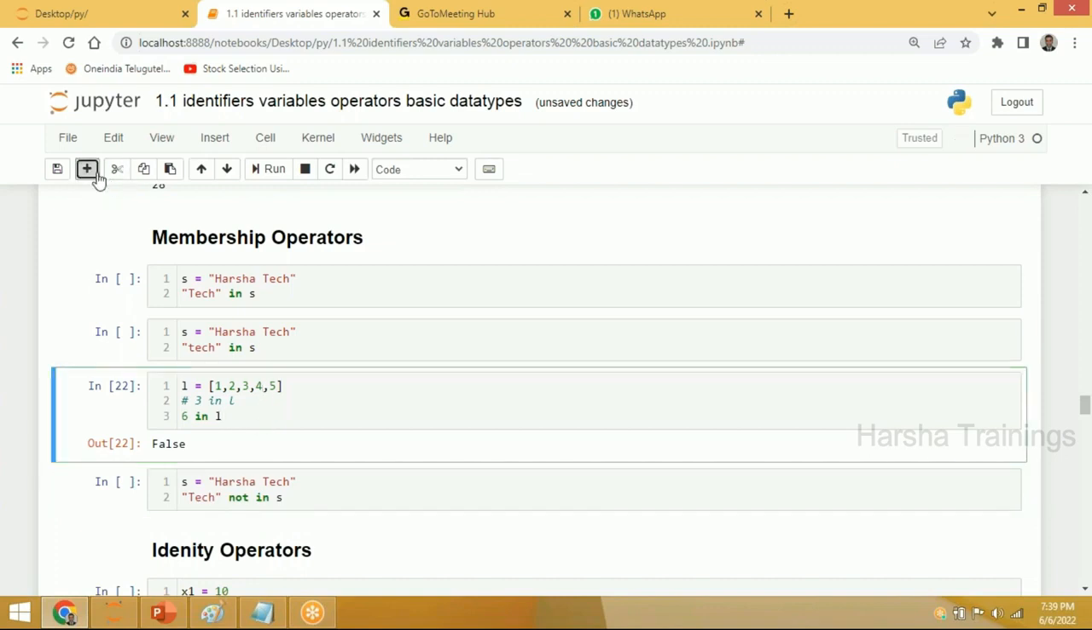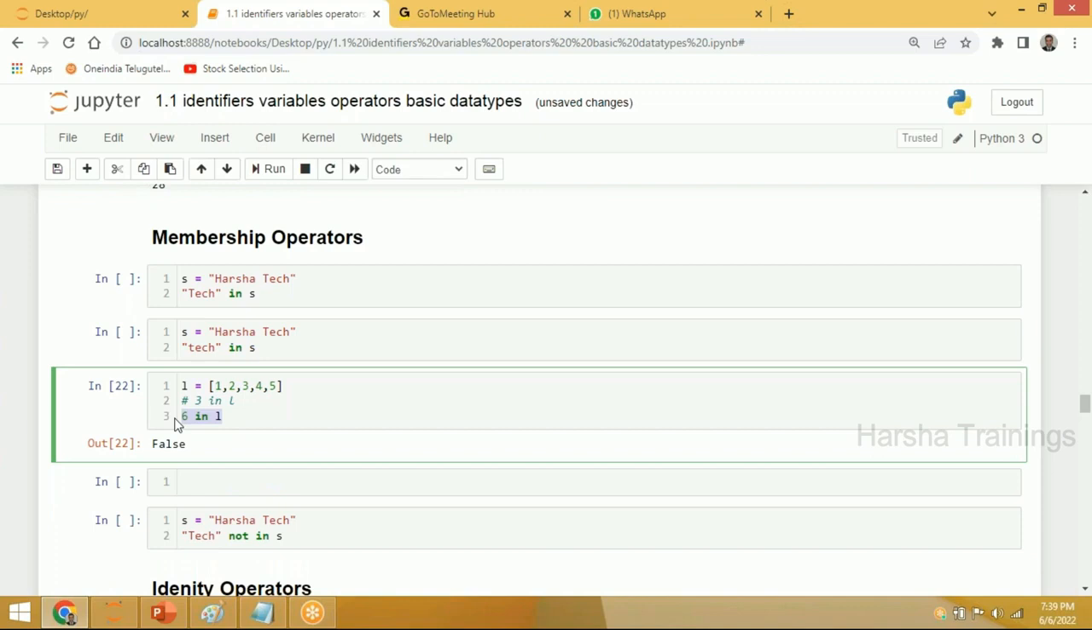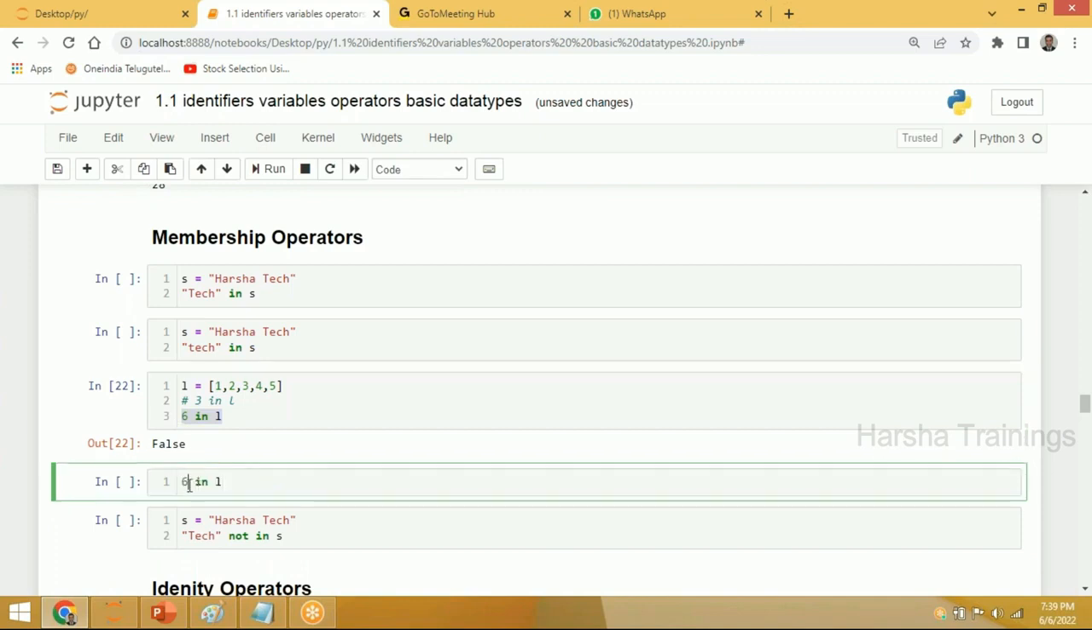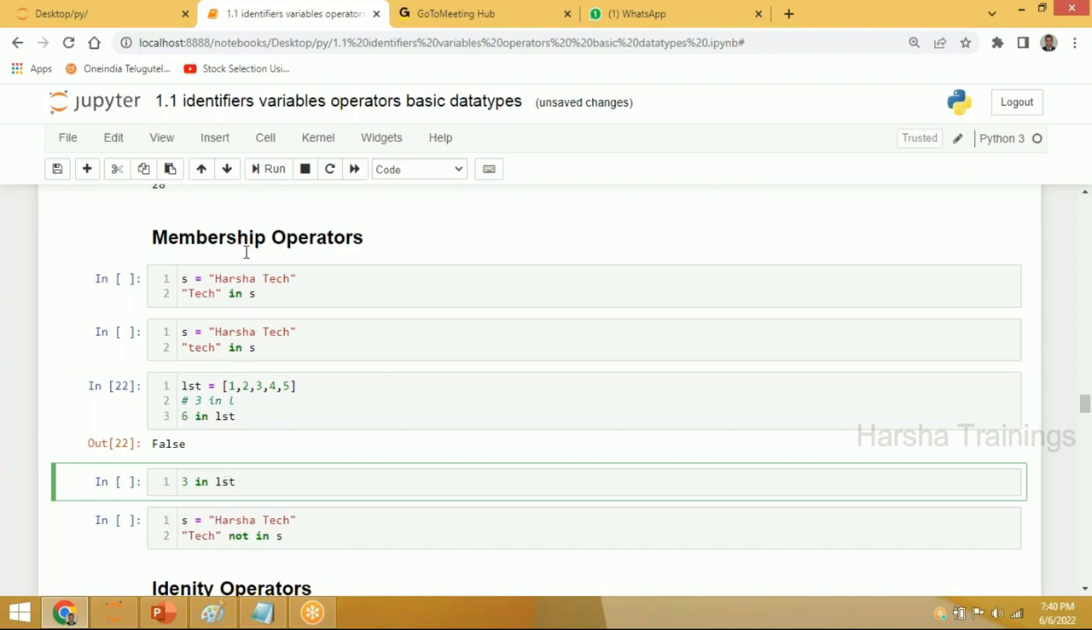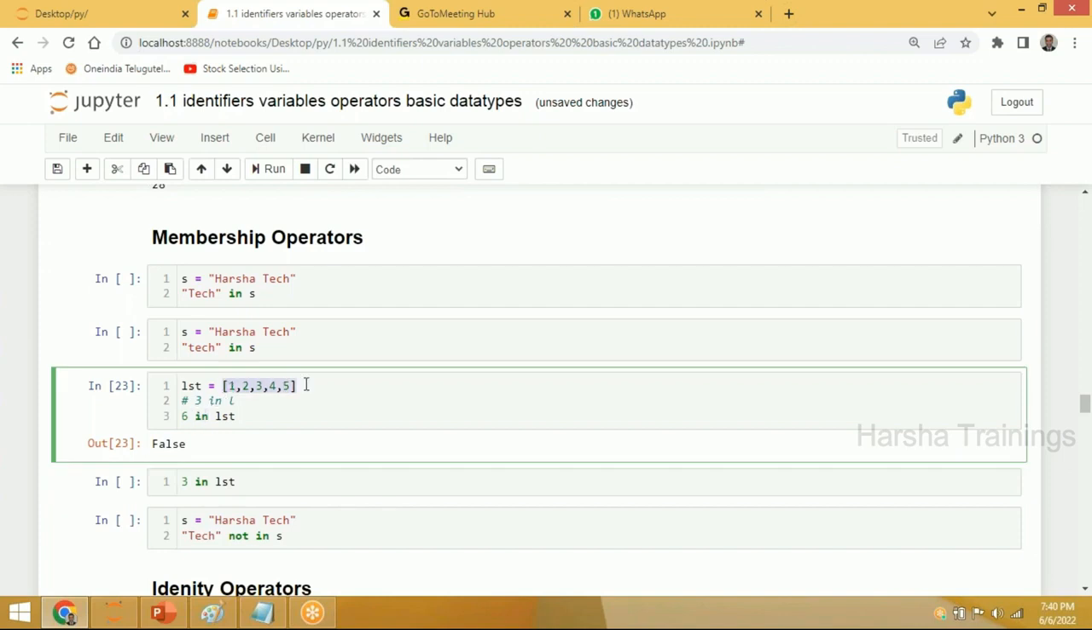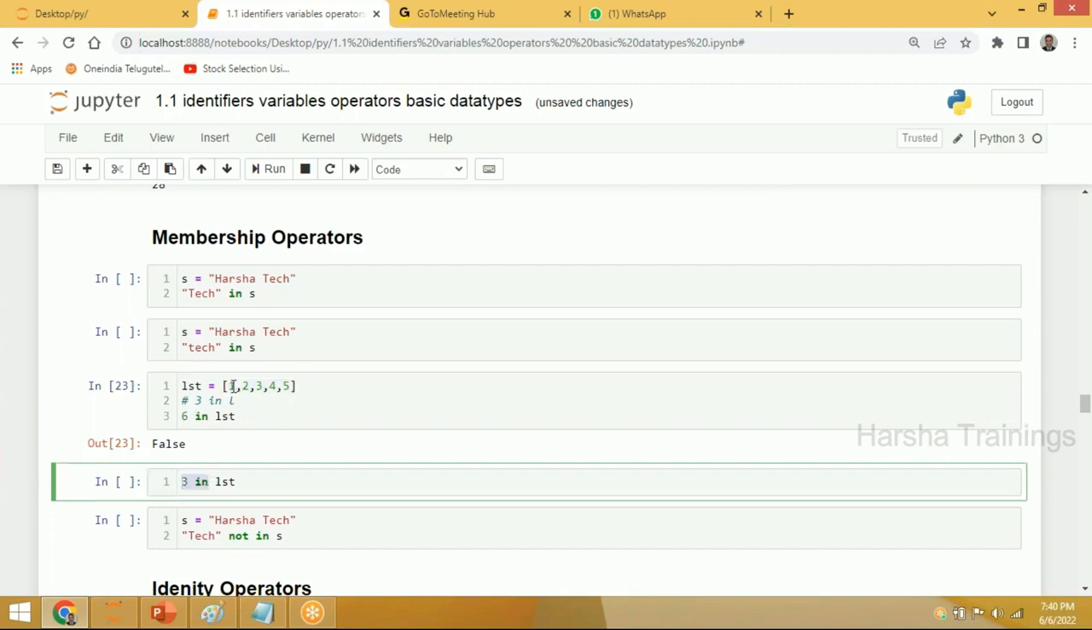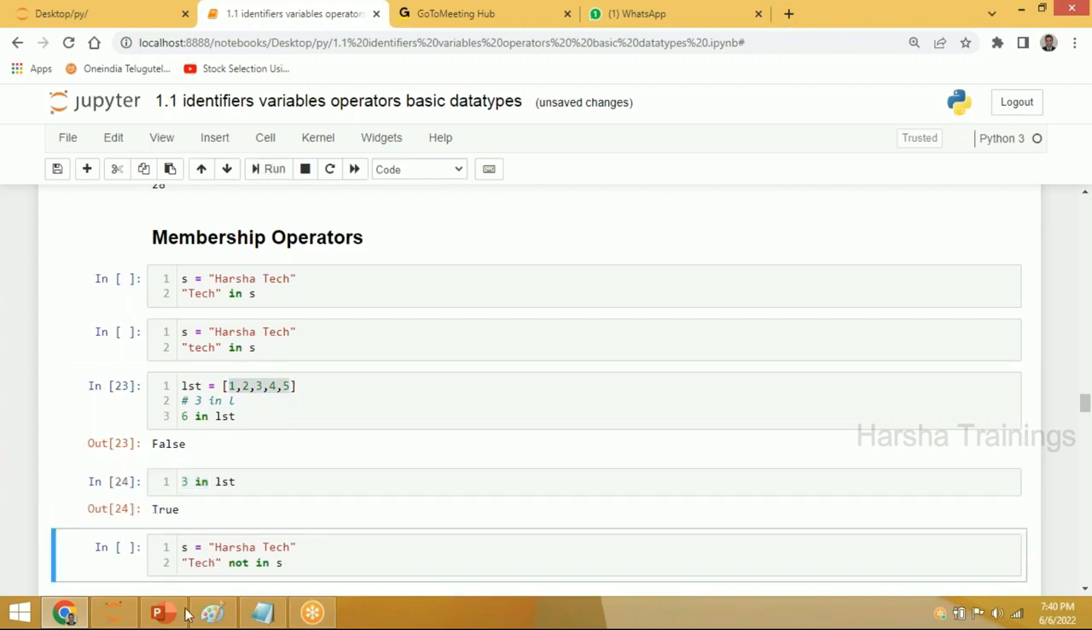Now let me take one more question. Is 3 a part of this list? This is L, otherwise I will make it LST without any confusion. Can you please tell me, is 6 there in the list object? Yes or no? No, so it is false. Now, is 3 available in this list? Yes, so it returns true. It is the same thing I said.